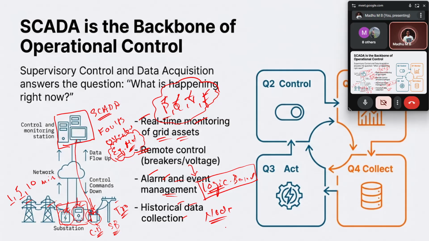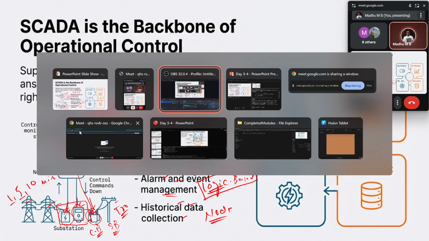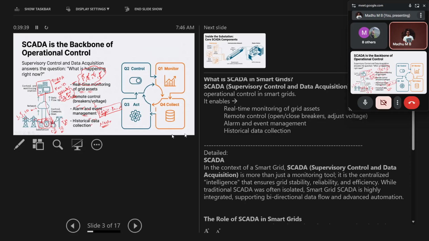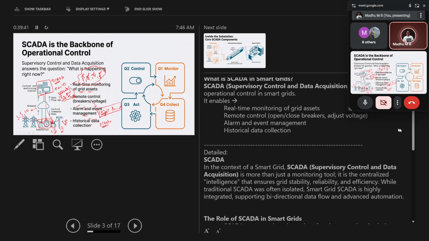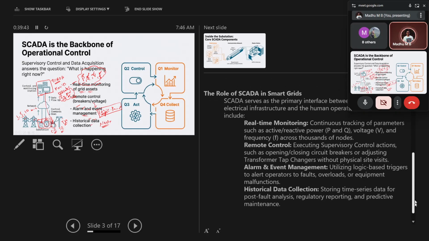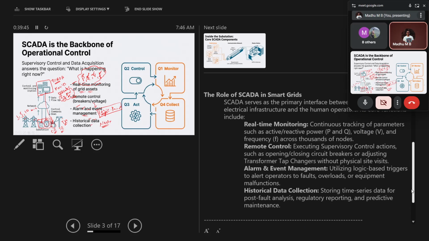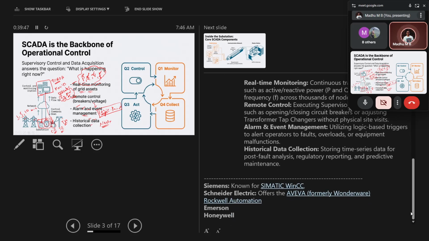Everything is stored in the database inside the SCADA system, and then it will be moved to the cloud. So this is how the SCADA system backbone will be working. And yeah, I think that's all about the SCADA system. Does anybody have any questions on this?